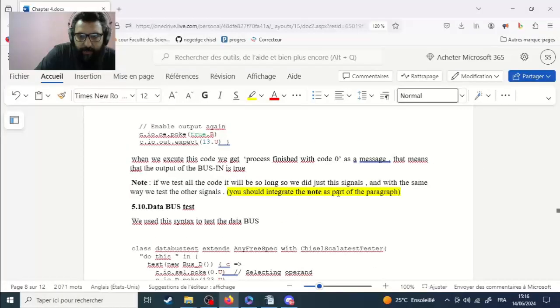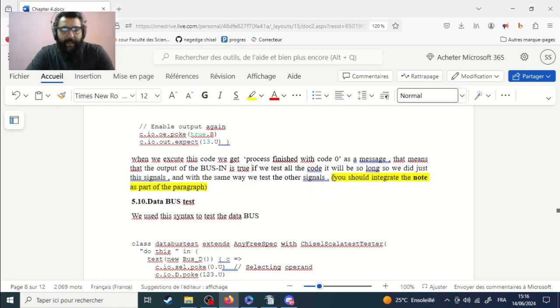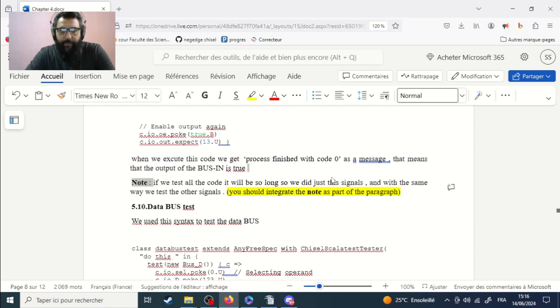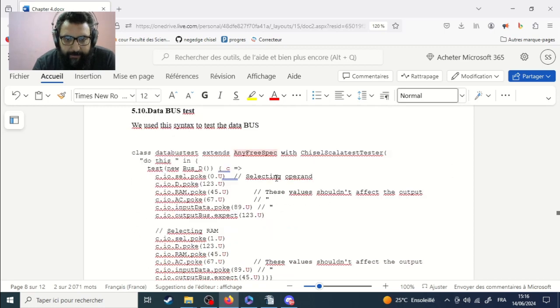You should integrate the note. You have a note here. This part should be integrated with the paragraph. We don't need a note here. You can add it here, to create a whole big paragraph.